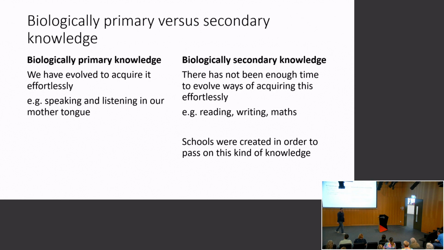So biologically primary knowledge is this stuff that we've evolved quite effortlessly, such as speaking and listening in our mother tongue. Biologically secondary knowledge, this is the stuff there's not been enough time to evolve ways of acquiring it. And if you notice what those things are, we're talking about the business that we're in. It's all the stuff we do at school.